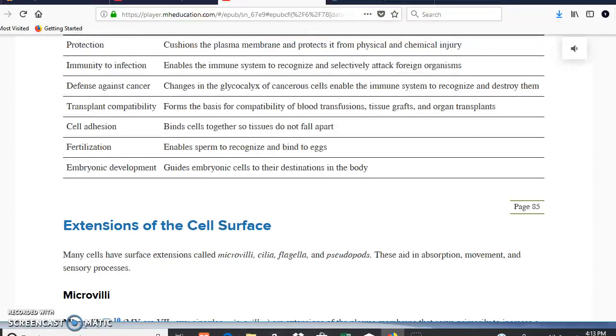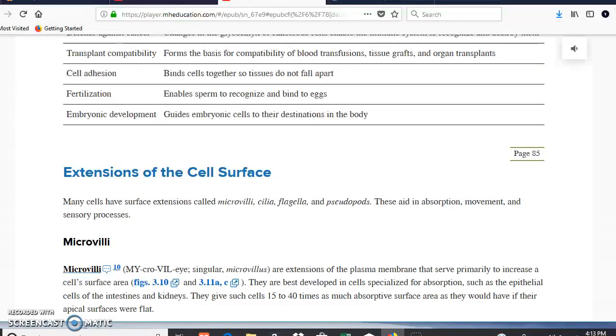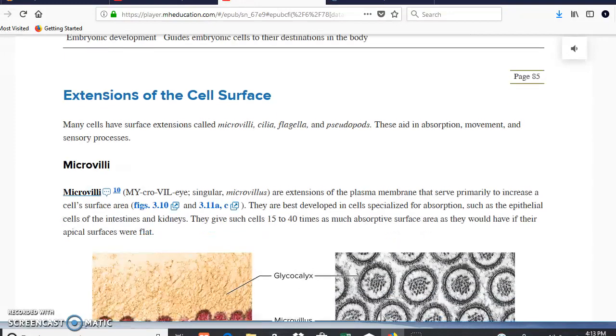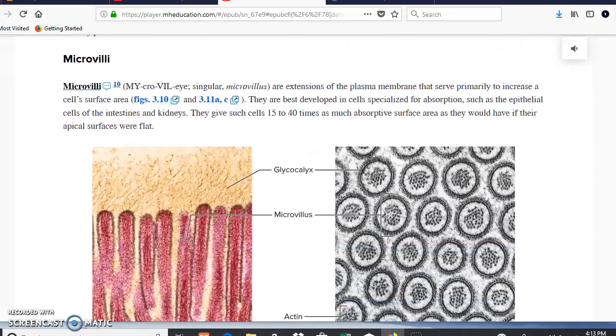Okay, so each person has individual and different glycocalyx, and that's what differentiates one cell from another. Okay, so for example, my cells are different than your cells because my glycocalyx is different than your glycocalyx. Okay, now extensions of the cell membrane and the cell surface. The first thing that you have in there is a microvilli.